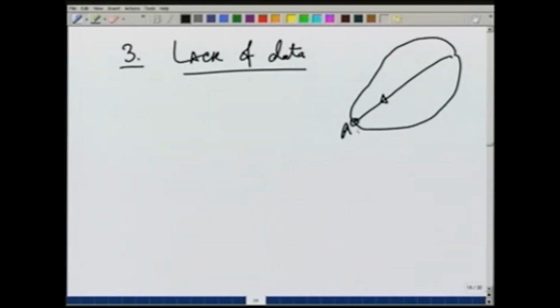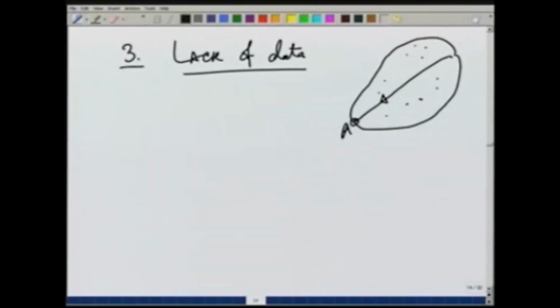So, typically we choose this point A as a point where there is some gauging station. So, we can measure the flow at that point and correlate it with whatever rainfall is occurring in the catchment area. We use that information to derive the UH at point A, but if there is no gauging station at point A, then we do not know what is the runoff.